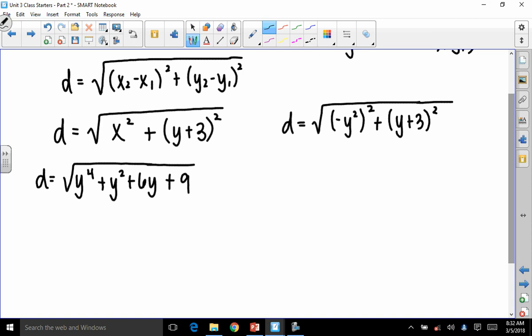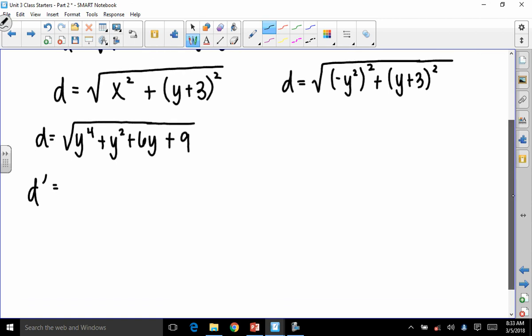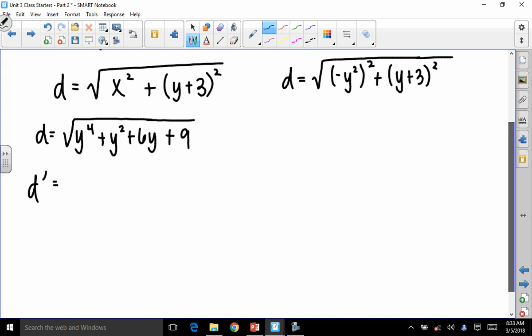Okay. So this equation represents the distance in terms of y from the point (0, -3) to any point on that parabola, right? So this is what we're trying to minimize because we want the smallest distance that there is, okay? So to minimize the distance, what do we have to do? Take the derivative. So we're going to call the derivative p prime, okay? And in order to take the derivative, what rule are we going to have to use? The chain rule, right? Because obviously that polynomial is a function and we've taken the square root of it, yes?